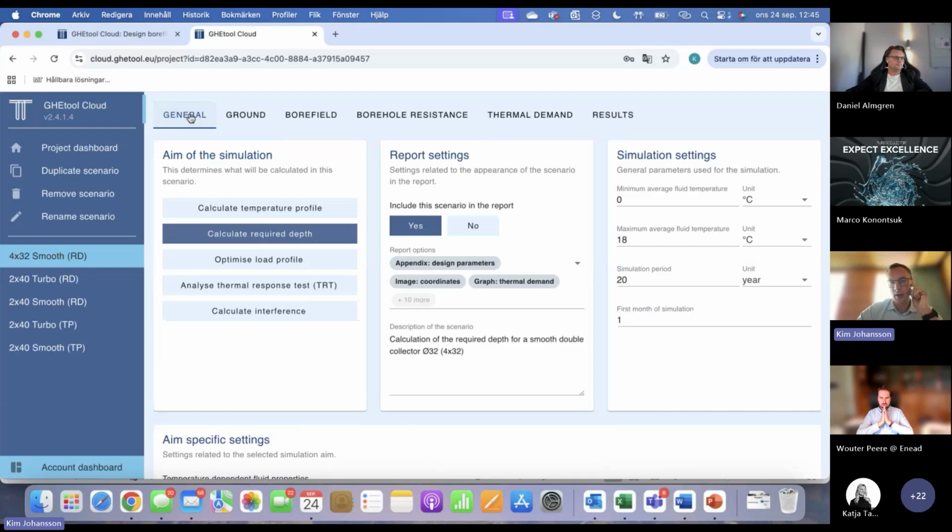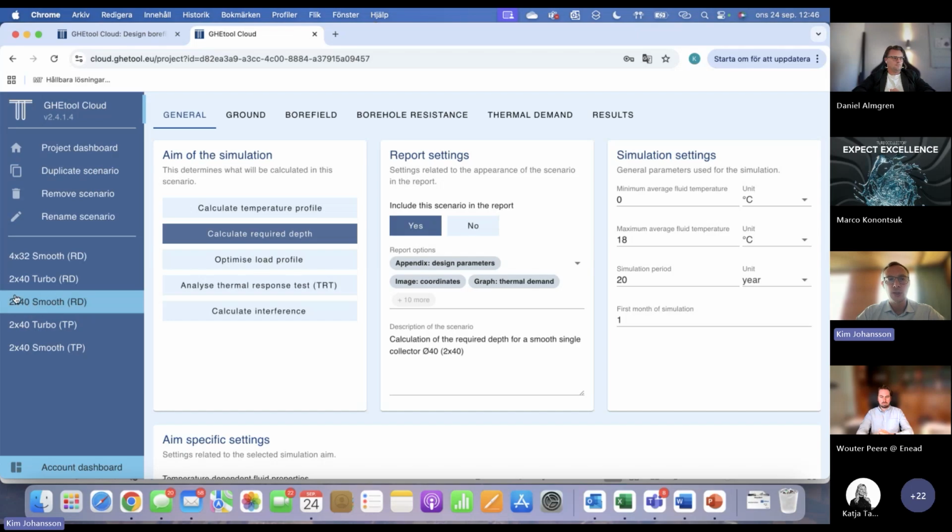I think this is a good example. We were trying to make an example that says something to different persons working in different areas in Europe. And I know that in many countries this double loop 32 is used a lot. The next thing we did was that we copied or duplicated all of these settings and did the same calculation using a single loop 40 instead.